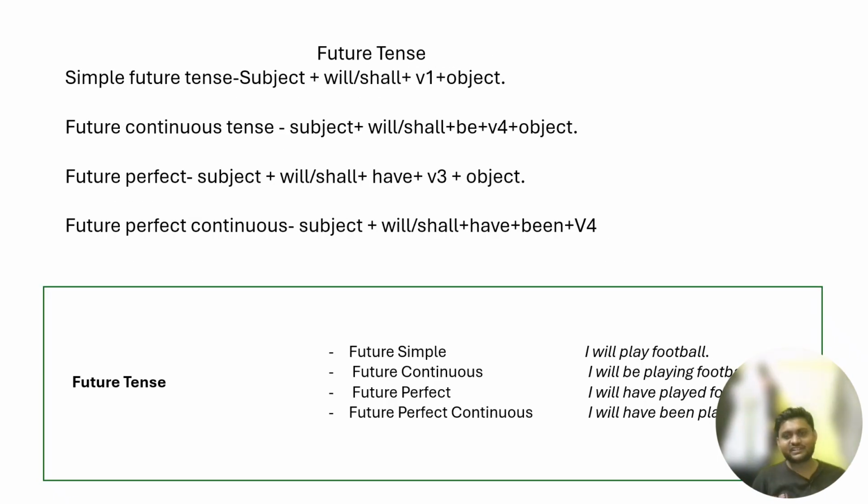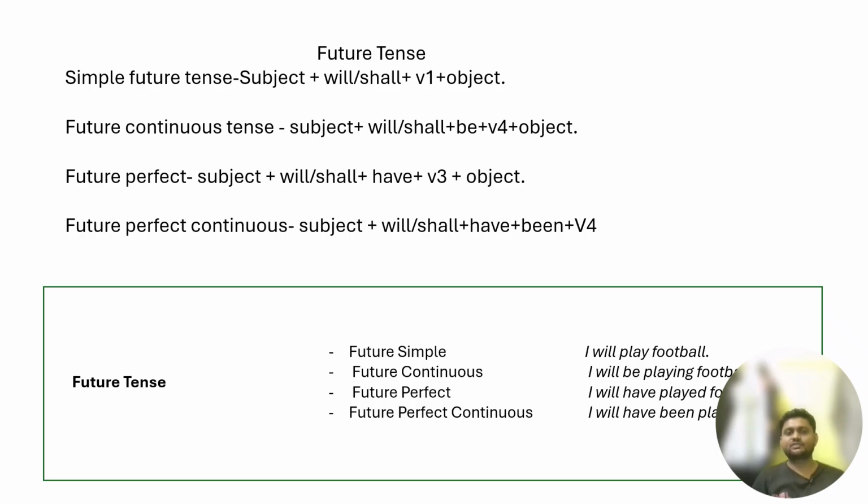Future tense is the last part of our topic, tense. And we will first start with simple future tense. Its structure is subject plus will or shall plus V1 plus object. Its example would be I will play football.